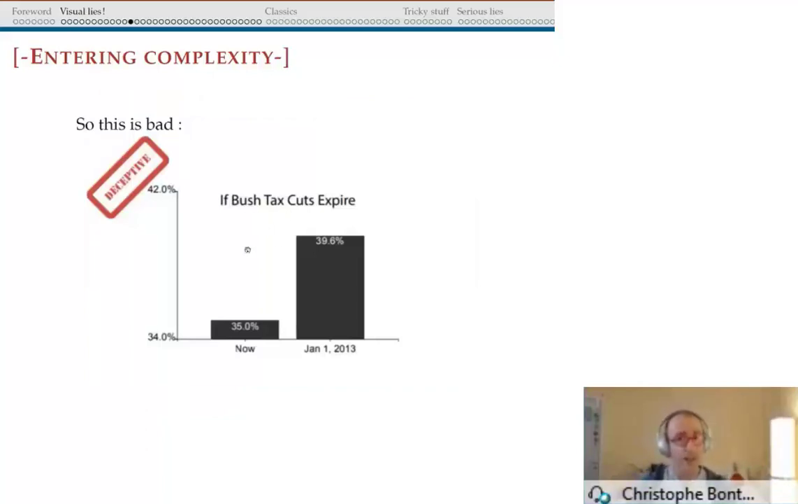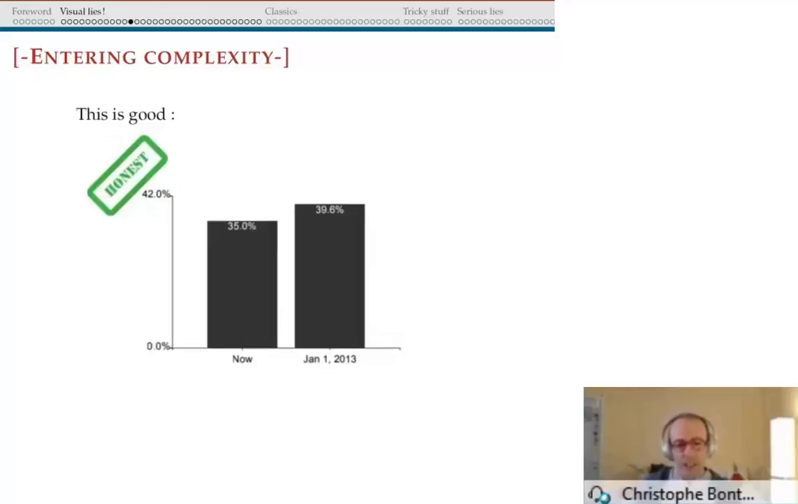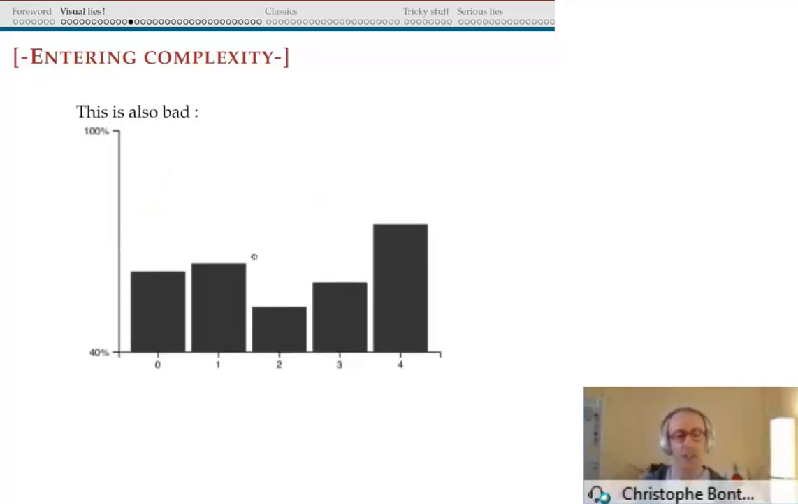The data may be right, I don't care about that. The fact is, when you present it this way, it is misleading. The truth is this one. This is honest. Okay, so for example, this is bad too. Presenting bars like this is bad. It's exactly the example we have seen with A, B, C, D, E.